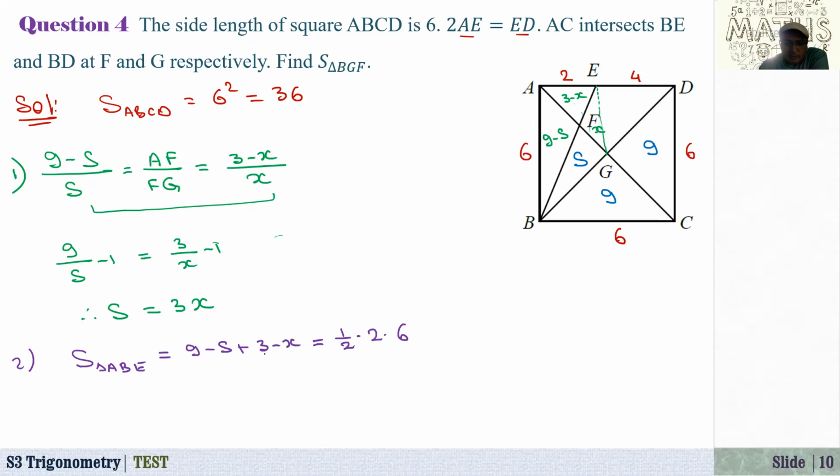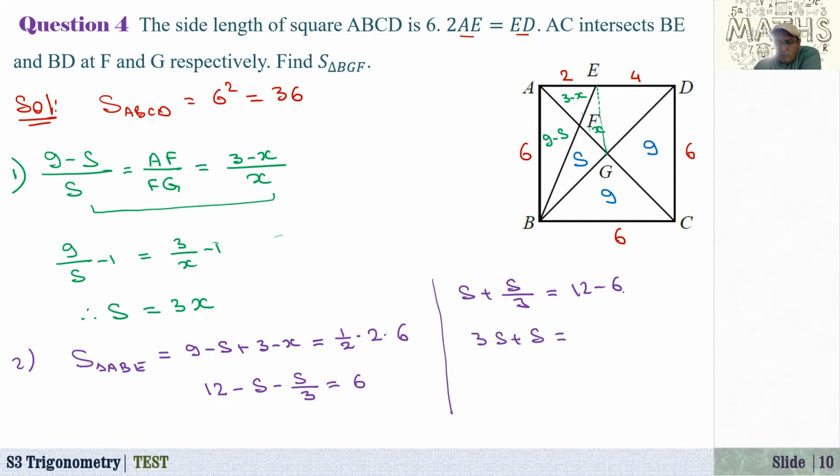Now from here, 9 plus 3, that's equal to 12, minus S minus X. X equals S over 3. That's equal to 6. Or if you just solve this for S, S plus S over 3 is equal to 12 minus 6. Multiply both sides by 3: 3S plus S is equal to 12 times 3 minus 6 times 3, which is 18. Now from here, 3S... what is S? S will be equal to 6 units squared.